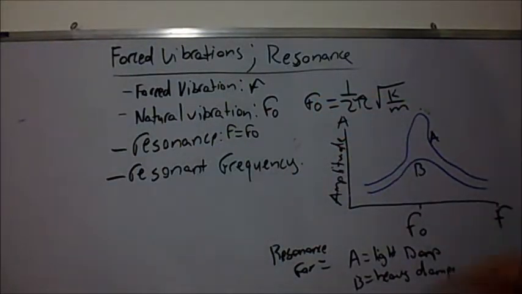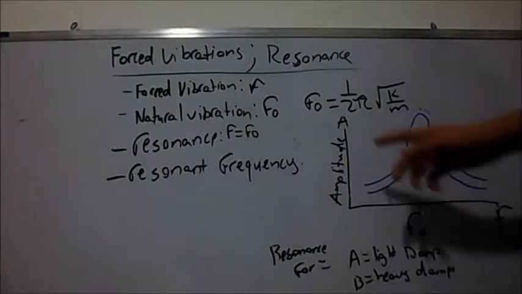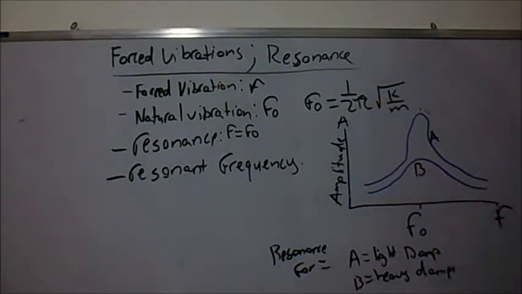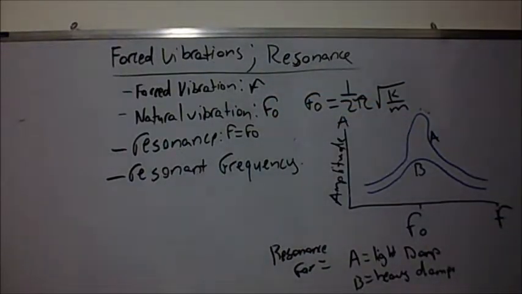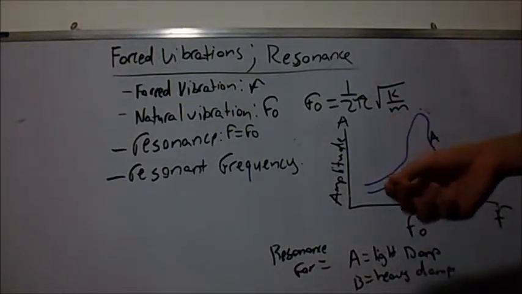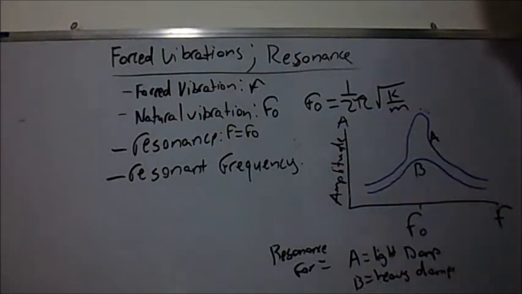Natural frequency will be denoted by F0, or F initial. The equation for F initial is 1 over 2 pi times the square root of k over m, the constant over the mass. And the forced vibration will be denoted by F. The amplitude of a vibration is normally calculated by the difference of F and F0.